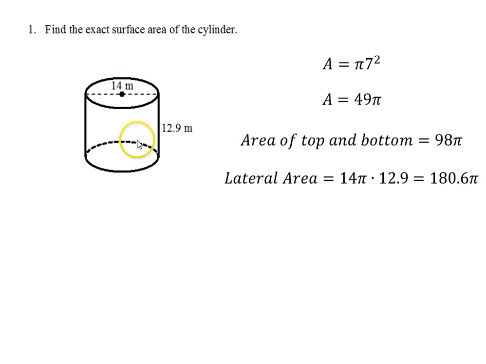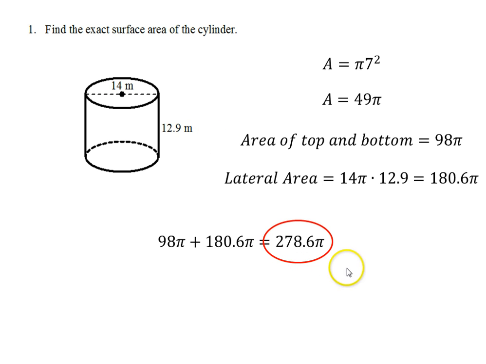So now we have the area of the top and the bottom, and we have the area around the cylinder. So we're going to add those two things together and get 98 pi plus 180.6 pi. That's equal to 278.6 pi, which is our answer, because they want the exact surface area, and the exact surface area will always be in terms of pi. Don't change the pi to a decimal, because then it's no longer exact. So your answer for number 1 is 278.6 times pi. And that would be meters squared if we're getting technical about the area.